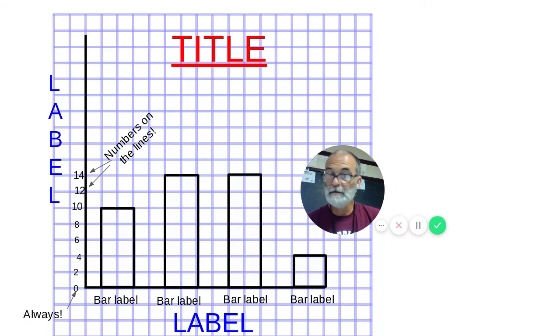So you can count by 1s, you can count by 2s, you can count by 4s, you can count by pi if you want to. 3.14, 6.28, 9.42. Okay, so you get the idea. You can count by whatever number you want to as long as it's the same all the way up your graph. So this is what a graph is going to look like.